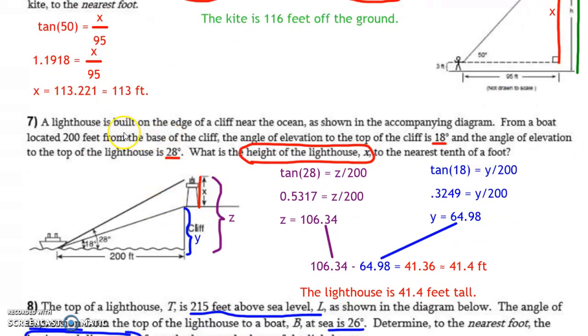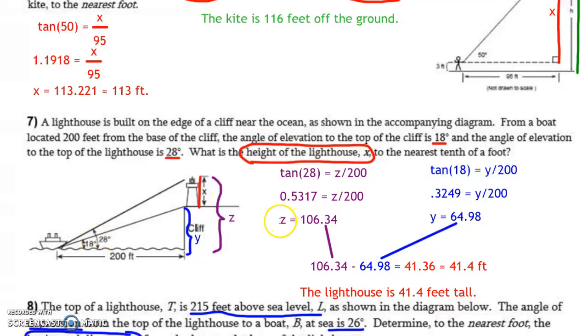Another sort of tricky question was question number 7. It gave us 2 different triangles. It gave us this bigger triangle, which I labeled as Z here, and it gave us this slightly smaller triangle, which is Y. It was trying to find the value of X, which should make sense to you, is Z minus Y, so we had to do it in order. We had to do the larger triangle first. We had to do Z divided by 200.